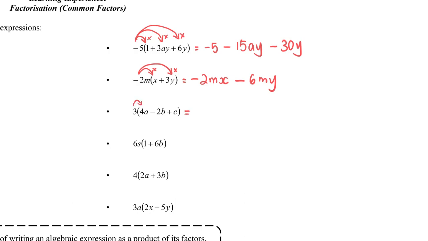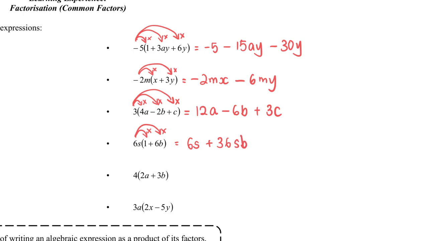This one will be positive 12a. After I multiply them, negative 6b, positive 3 times positive c, positive 3c. This will be 6s. 6 times 1 is 6. 6 times 6, yep, positive 36sb or bs, doesn't matter.